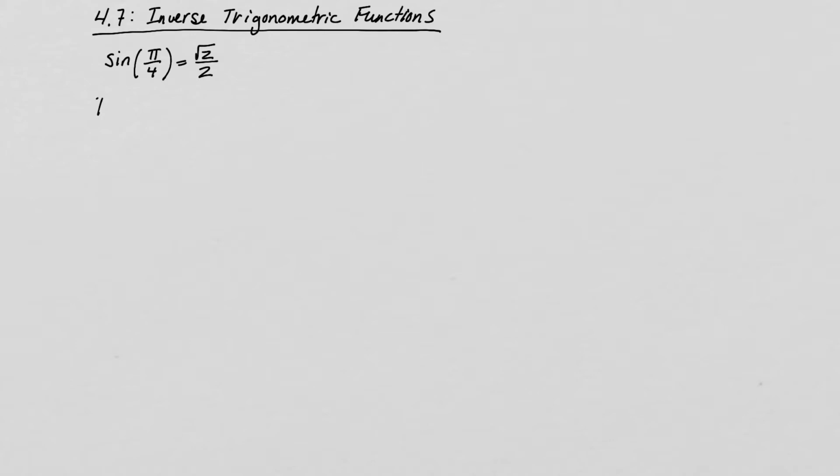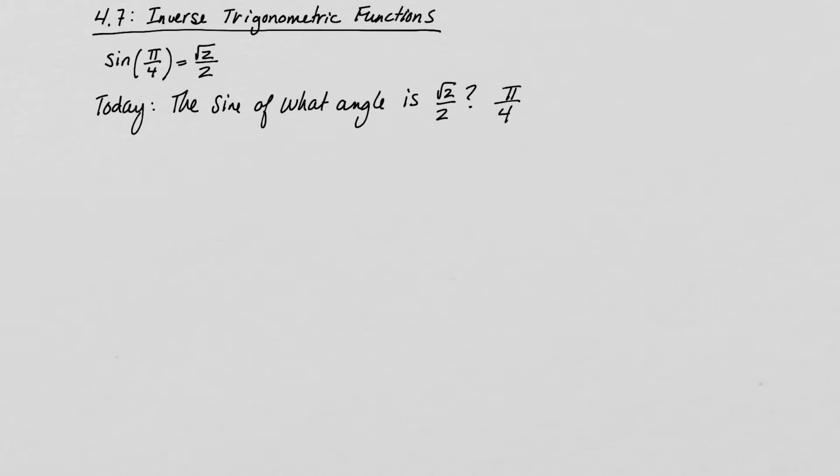So today we're going to work to answer the question, the sine of what angle is root 2 over 2, right? If we know that the sine of pi over 4 is root 2 over 2, then we could say the sine of what angle is root 2 over 2? Oh, well, that's what we just knew before as pi over 4. So we're going to go backwards, and that going backwards is basically taking an inverse.